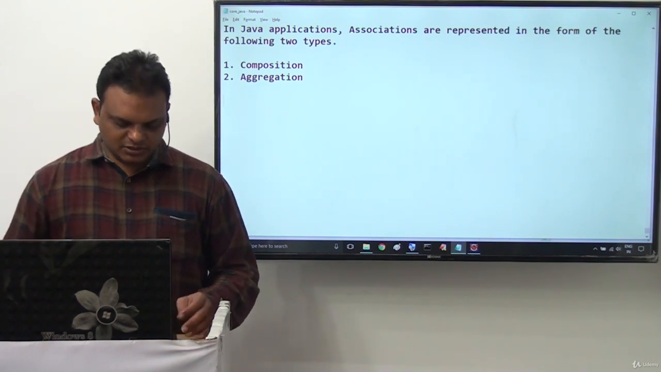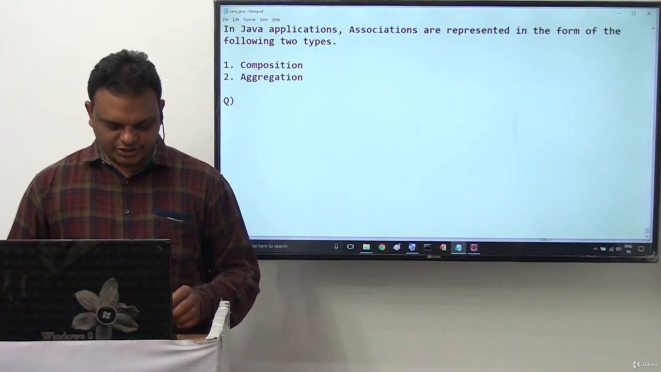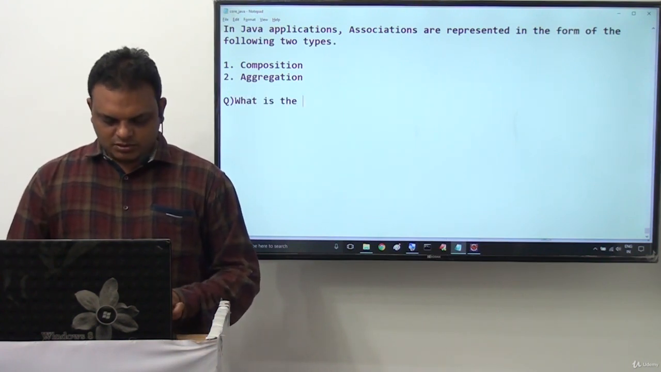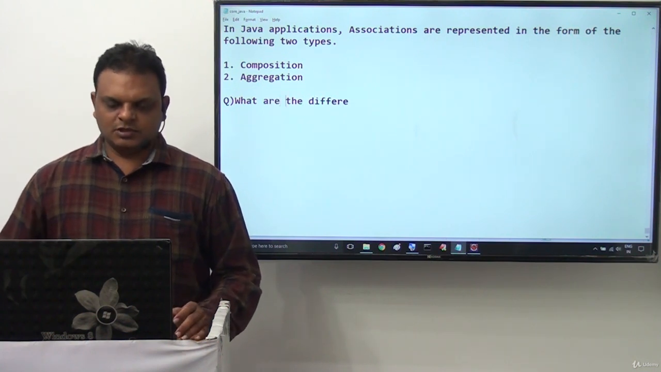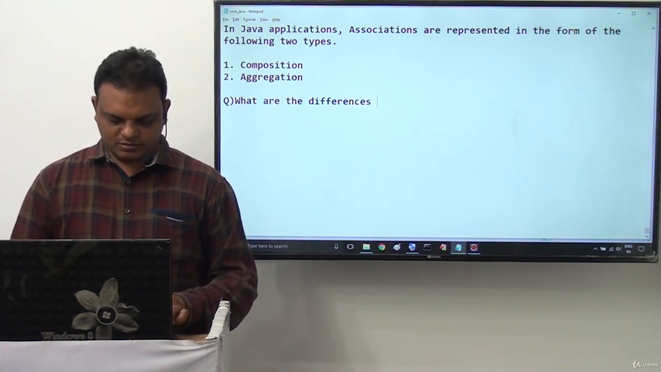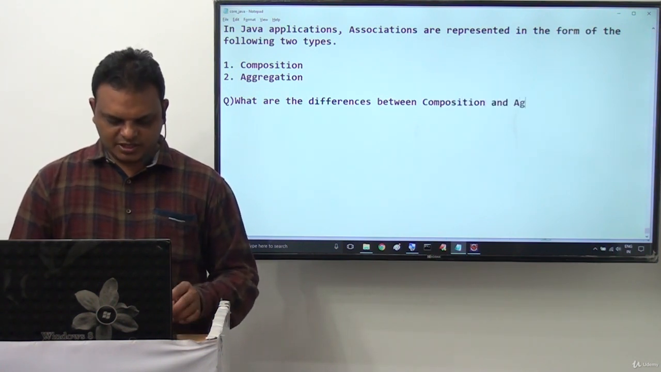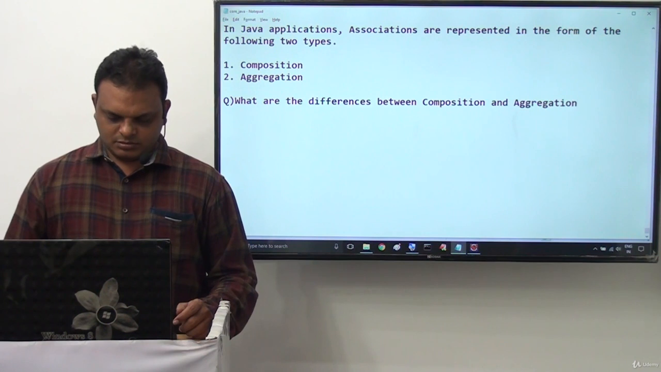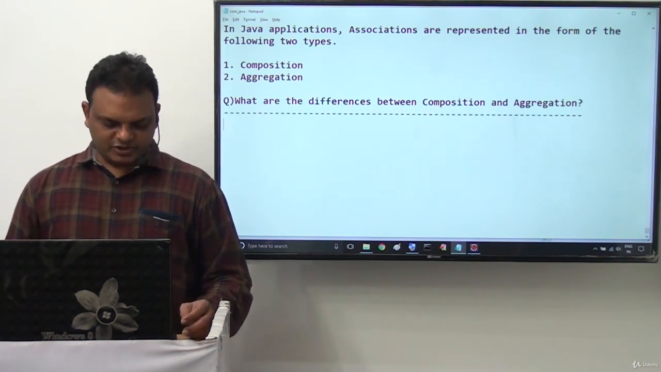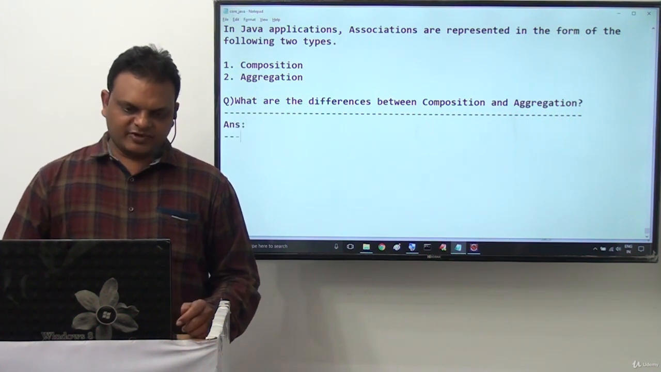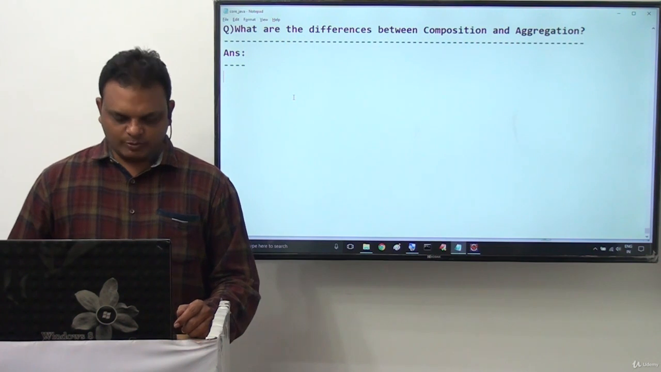Now this might be one of the interview questions. That question is, what are the differences between composition and aggregation? This is one of the famous interview questions. Now I'll give some answer for this. Try to recognize this answer here. What exactly is the difference between composition and aggregation?